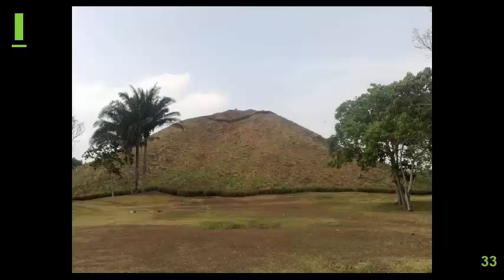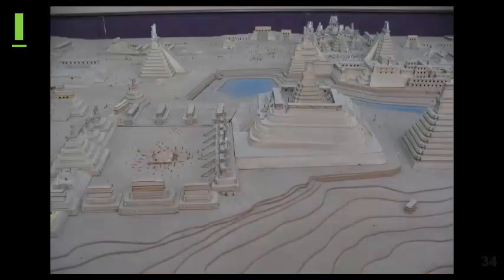Also at Leventa, the first step pyramid in Mesoamerica was built, as well as the ceremonial plaza arrangement of buildings that would be repeated across the region in areas such as Teotihuacan.